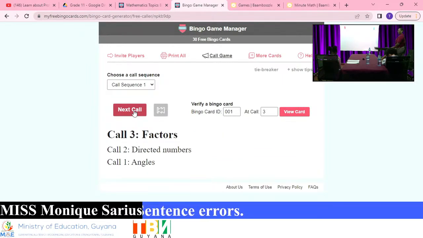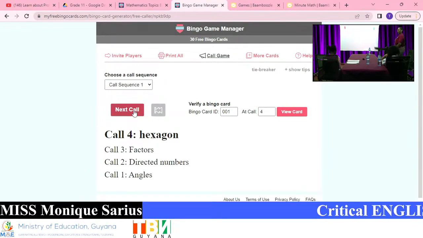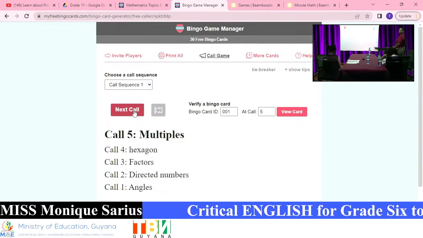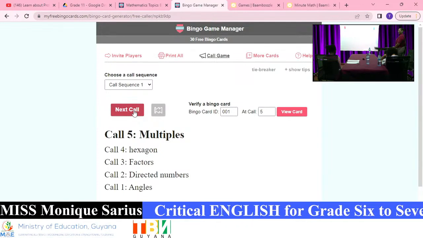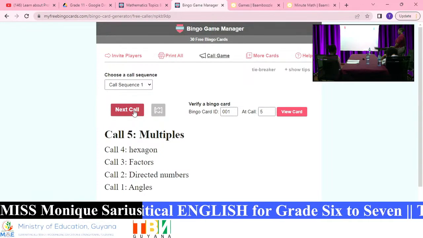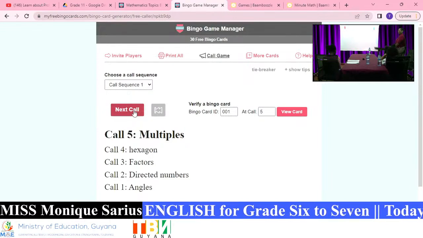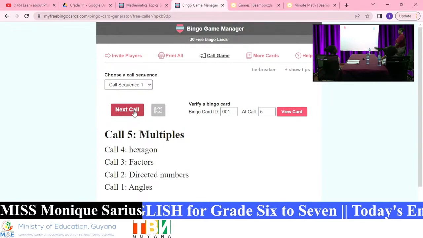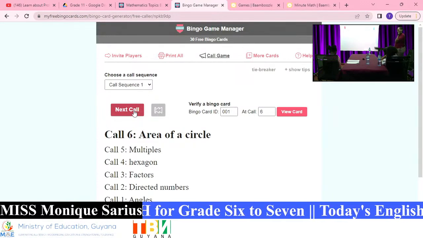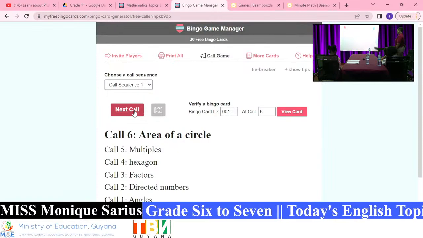Factors. Factors. You there with me? Yeah. Hexagon. Hexagon. Multiples. Multiples. Remember, you're looking for your X's in one line, right? Area of a circle.